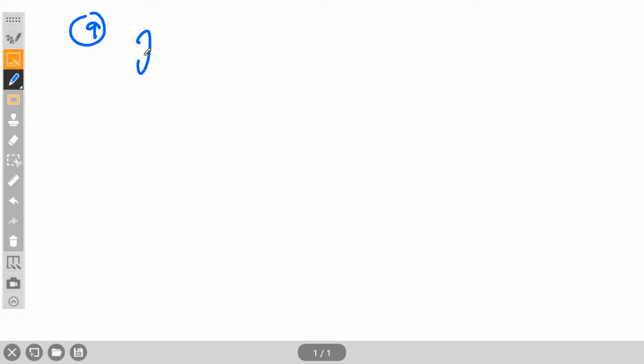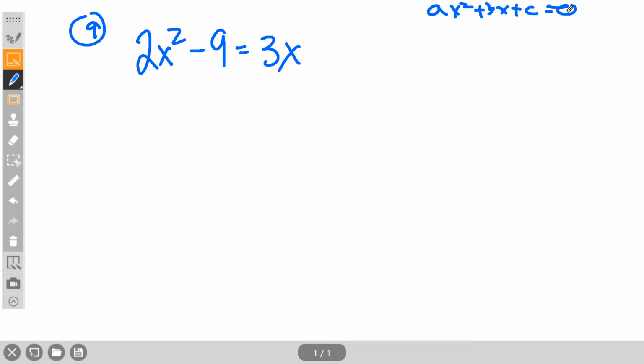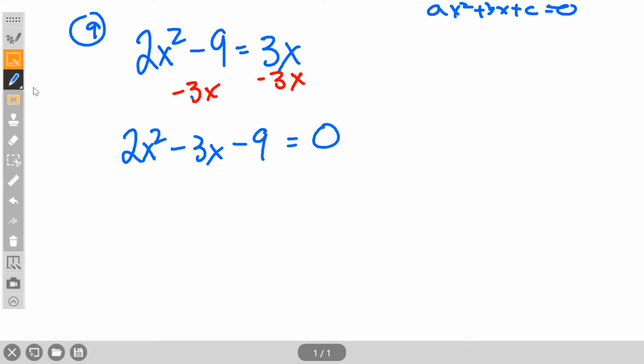Number 9, 2x squared minus 9 equals 3x. Okay, now this is not in the correct form. It needs to be in standard form, ax squared plus bx plus c equal to 0. Well, the 3x is on the wrong side, so let's move it to the left side. Okay, and when we write it, let's put it in standard form. So 2x squared followed by -3x followed by -9 equal to 0.